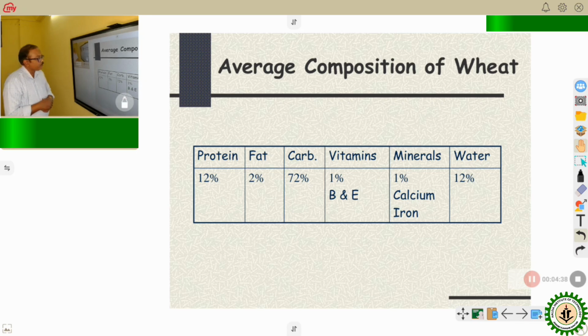Average composition of wheat: protein is 12%. In wheat, the predominant protein is prolamine. Fat is 2%, carbohydrate about 72%, vitamins 1%: B vitamins and E, pantothenic acid, niacin, riboflavin, etc. 1% calcium and iron, and water actually 12%.